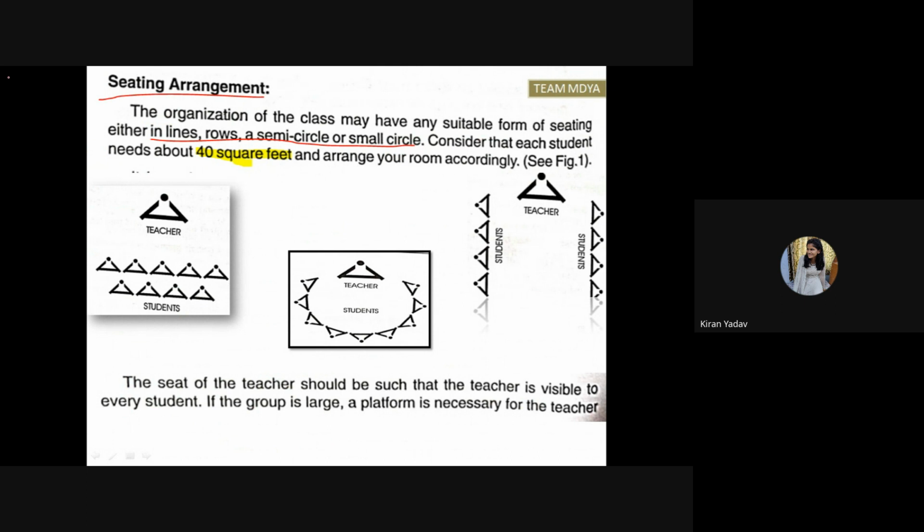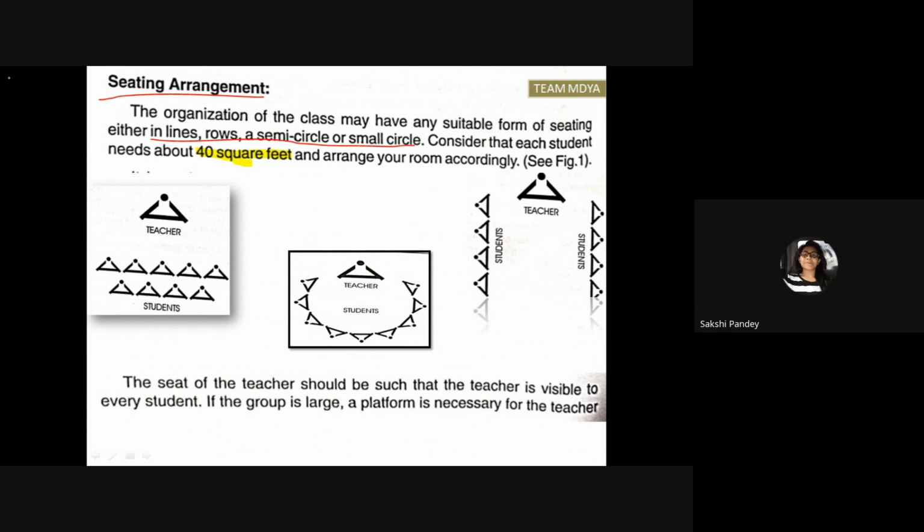Okay, before starting this topic, you tell me that you are a yoga instructor or teacher and you have to arrange the sitting arrangement of the class. How will you arrange that? Where will be the students? Where will be the teacher? How will you arrange all this?